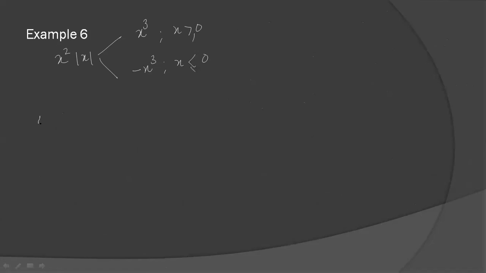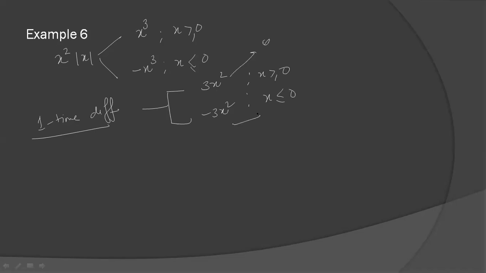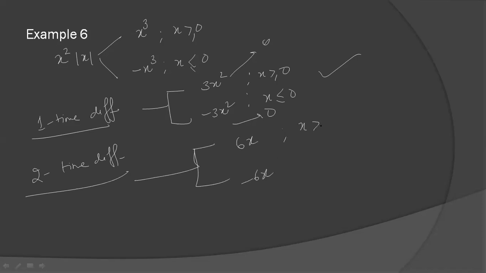Now check the first time differentiability. It will be 3x square and minus 3x square. We put the equality sign at 0 because both are 0. It means it is one time differentiable. Second time differentiability you check. So it will be 6x and minus 6x. You can put the equal sign because equality is satisfied here. Again it is 0, again 0. It means second time differentiable.